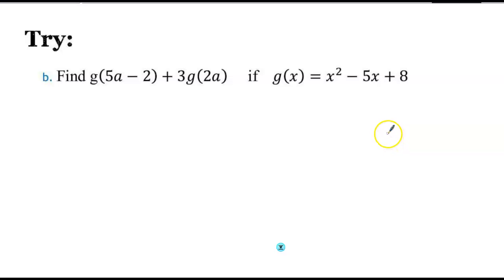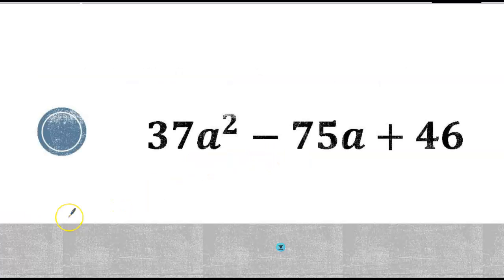Go ahead, take a minute or two, or however much time you need. Pause the video here and see if you can figure out these answers. All right, here's the answers to that question. If that was a little bit tricky for you, make sure to ask me in class and we'll definitely go over it if you have any questions. But I got 37a squared minus 75a plus 46.